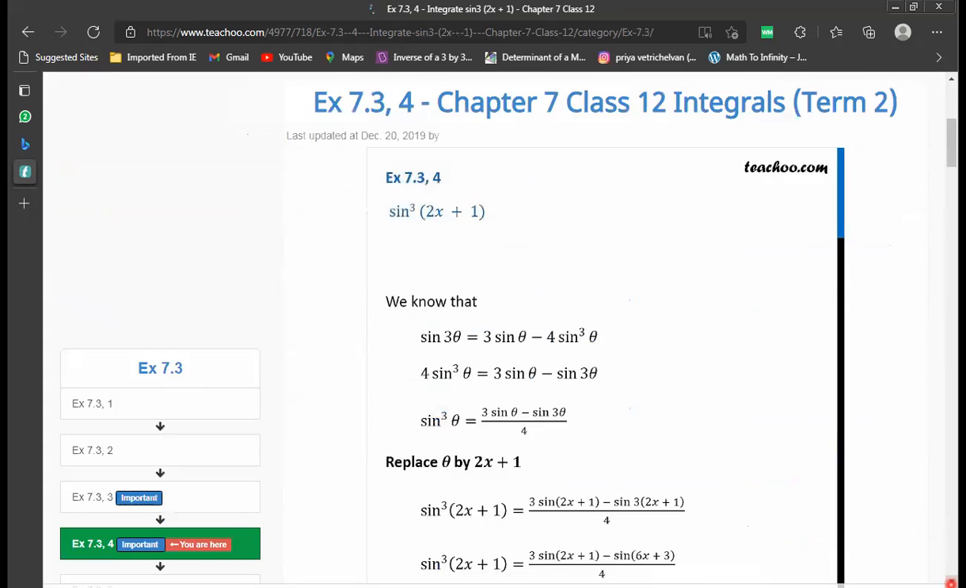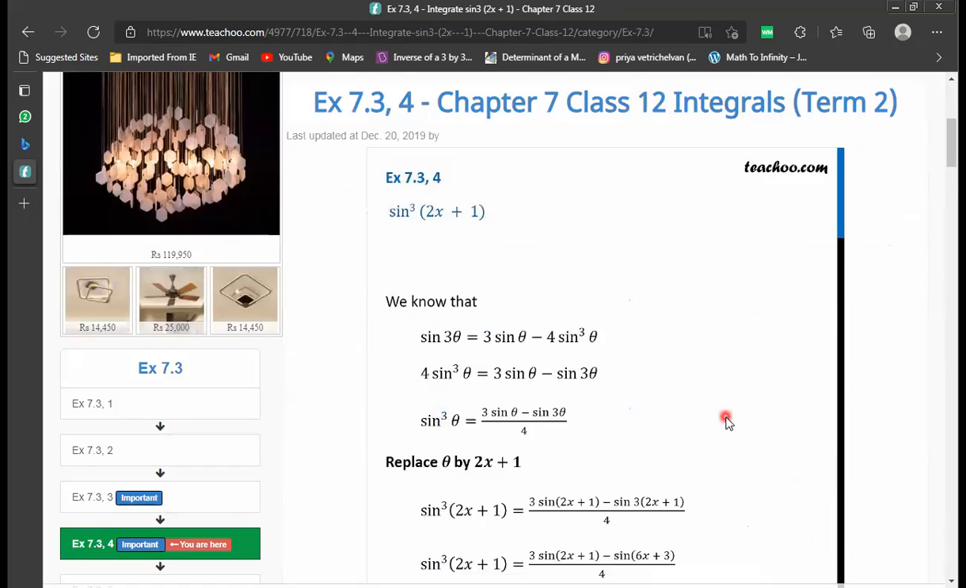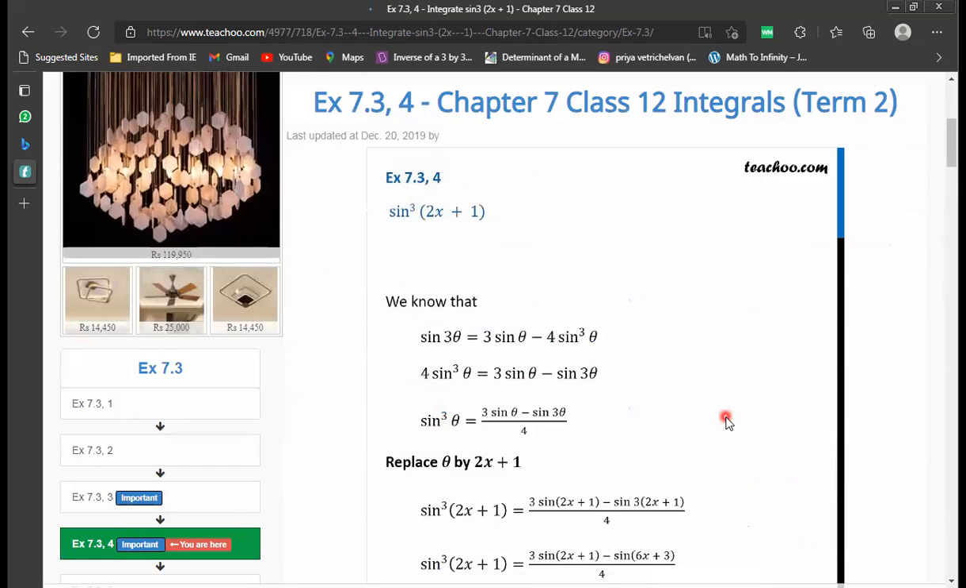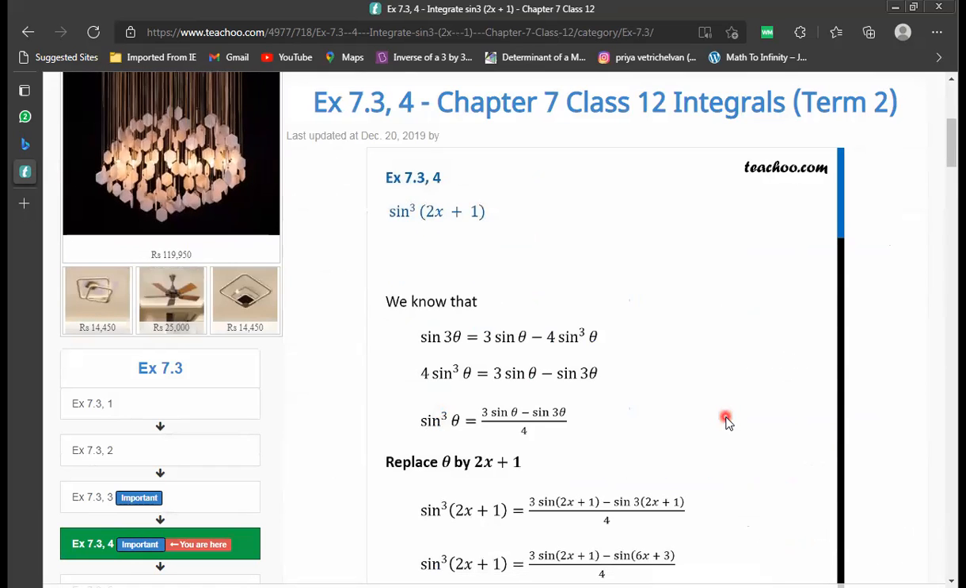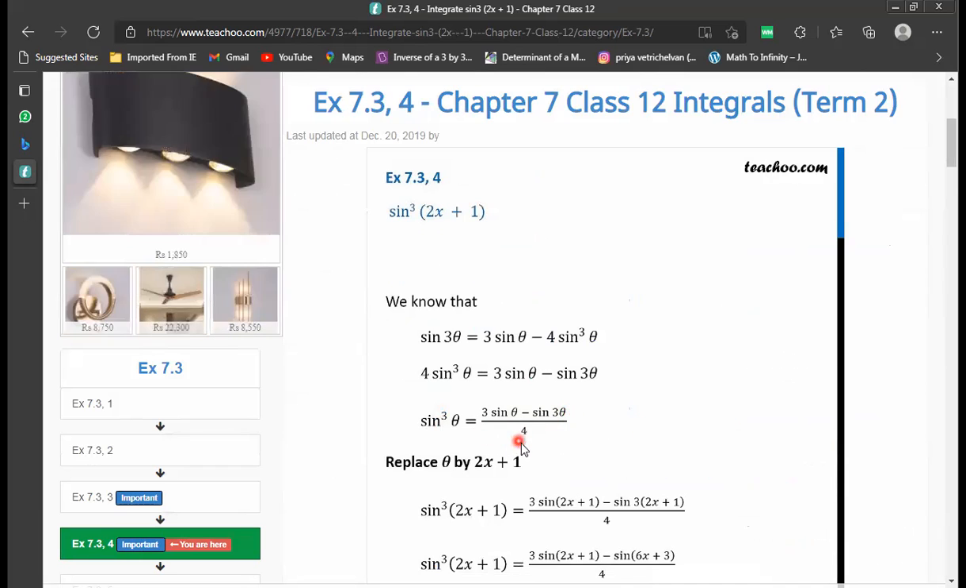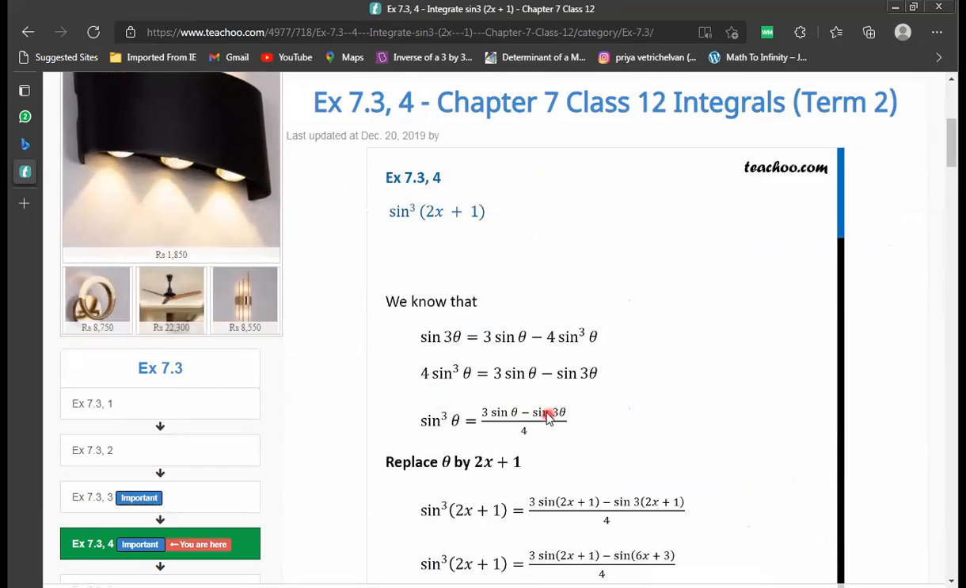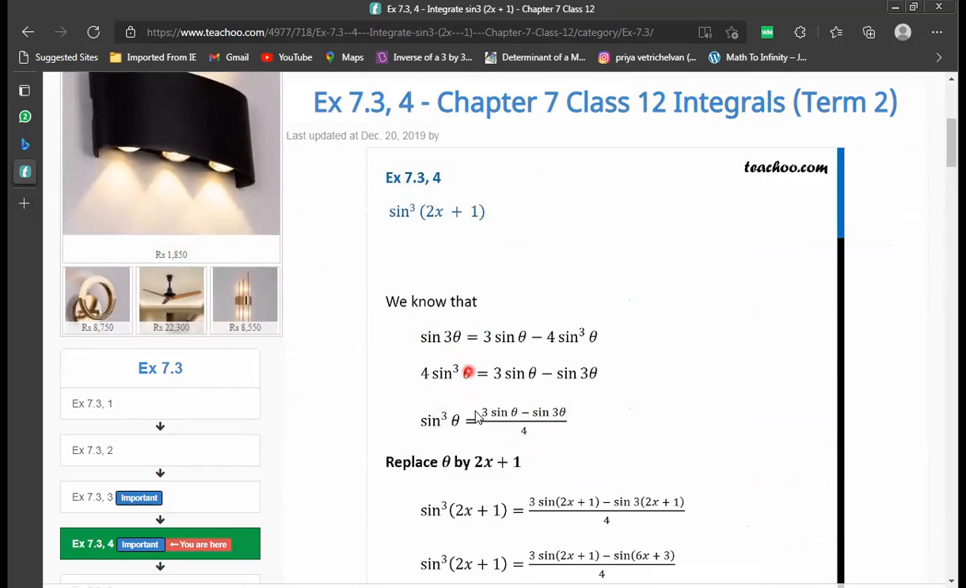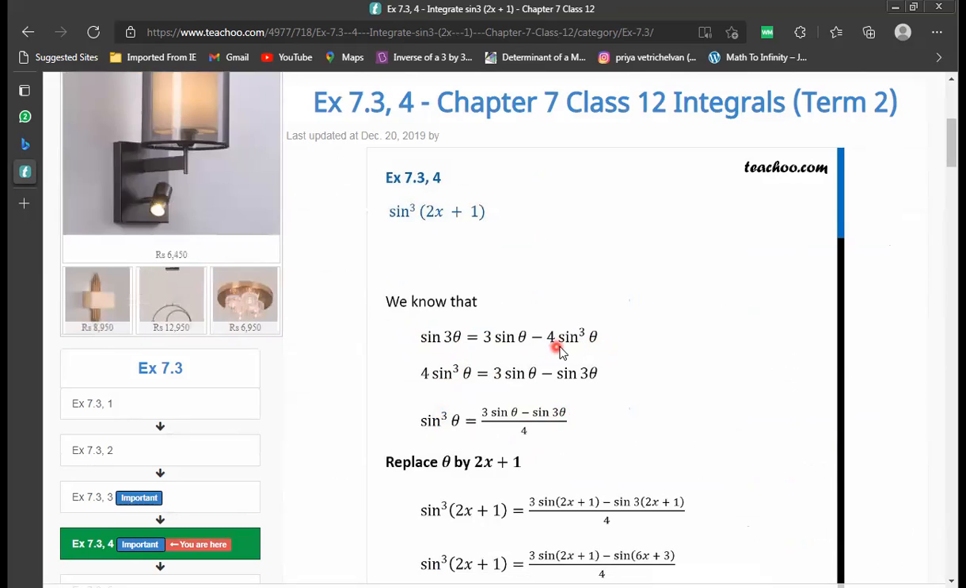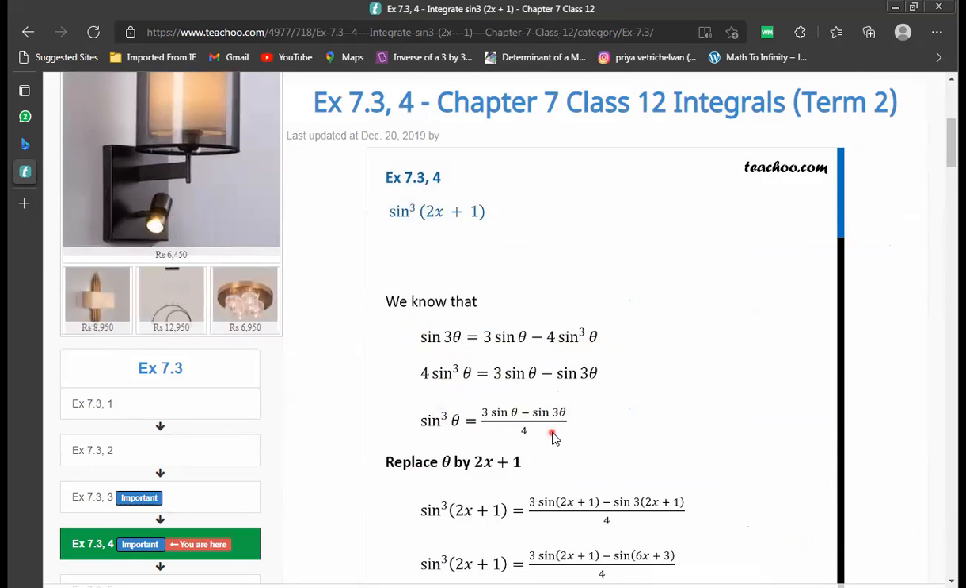So sin cube 2x plus 1. So we don't have formula for integral sin cube theta. So you have to convert sin cube theta in terms of 3 sin theta minus sin 3 theta by 4. We do have a formula for sin 3 theta where you'll be able to find the sin cube theta. So we use the formula and derive the value of sin cube theta.